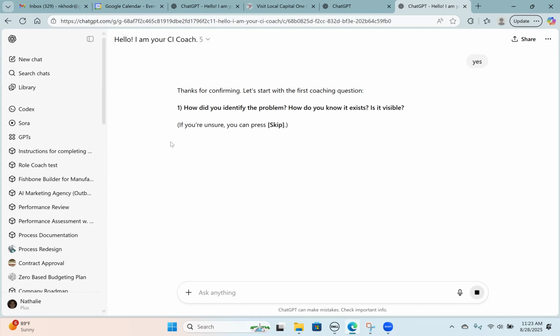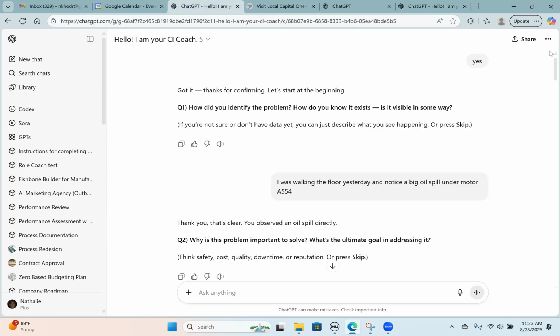And we have a full example, if I can get to it. We have a full example just to demonstrate how it actually works. So that was the yes that I just entered on a different window. And the first question is, how do you identify the problem? How do you know it exists? Is it visible in some ways?